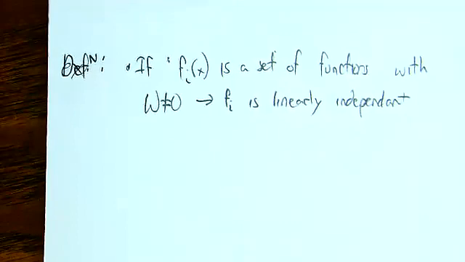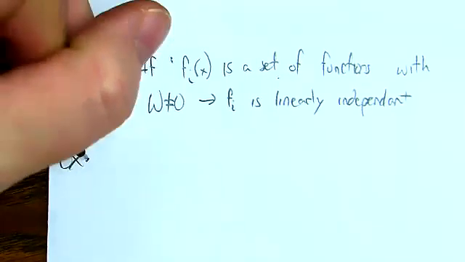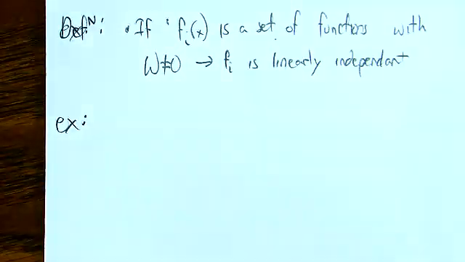So this gives us a quick and easy way to check to see if any set of functions is linearly independent or linearly dependent. We just calculate the Wronskian. And if that Wronskian is 0, then it's linearly dependent, else linearly independent. So let's do one more example.